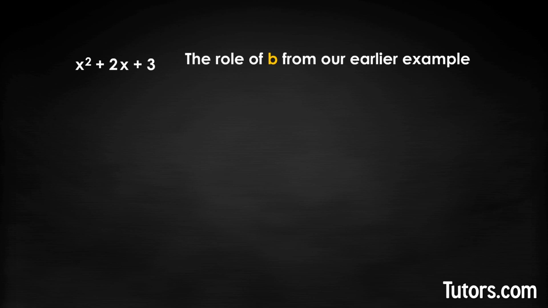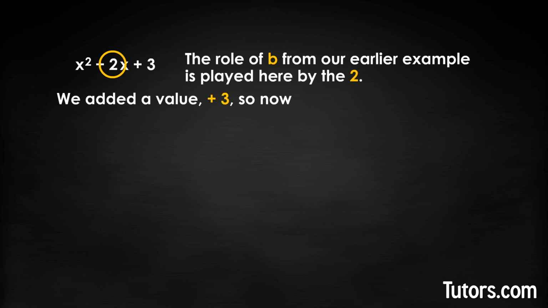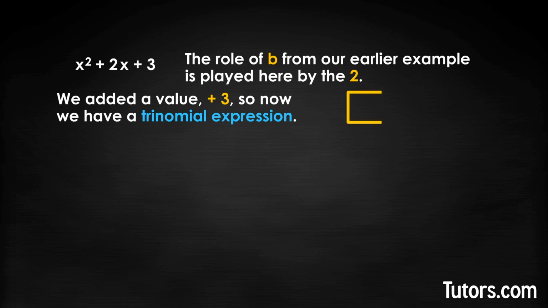Let's look at a more complete version of the same thing. X squared plus 2x plus 3. As soon as we see x raised to a power, you know you are dealing with a candidate for completing the square. The role of b from our earlier example is played here by the 2. We added a value plus 3, so now we have a trinomial expression. X squared plus 2x plus 3 is written as x squared plus 2b times x plus b squared.